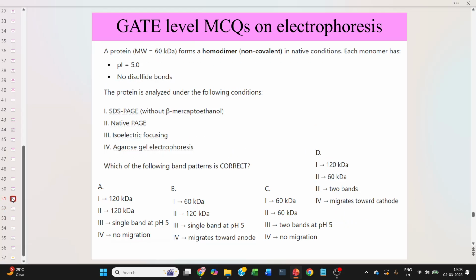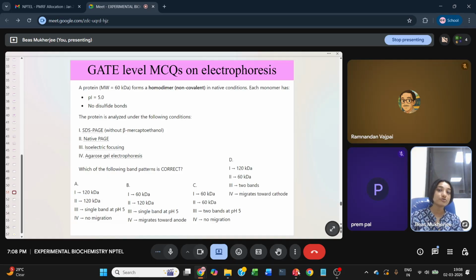Yeah. So this is another question. So a protein of molecular weight 60 forms a homodimer in native conditions. Each monomer has a pi of 5. There are no disulfide bonds. Okay. Now you run an SDS page without disulfide, without BM. Then there is a native page which is run. Acha. So you're saying that it is D. Okay. We'll see. Now there is isoelectric focusing and there is agarose gel electrophoresis. Now what will you see?